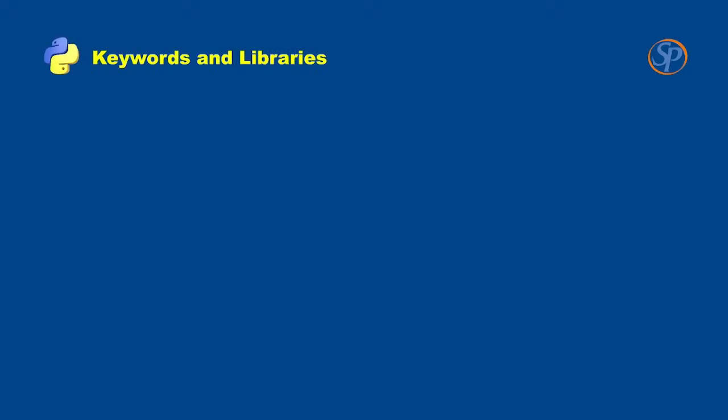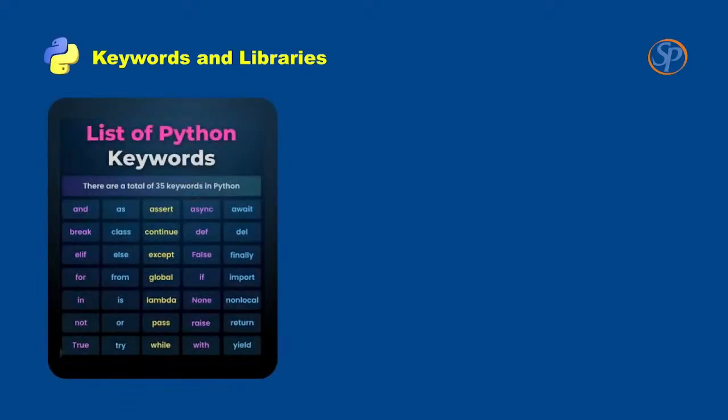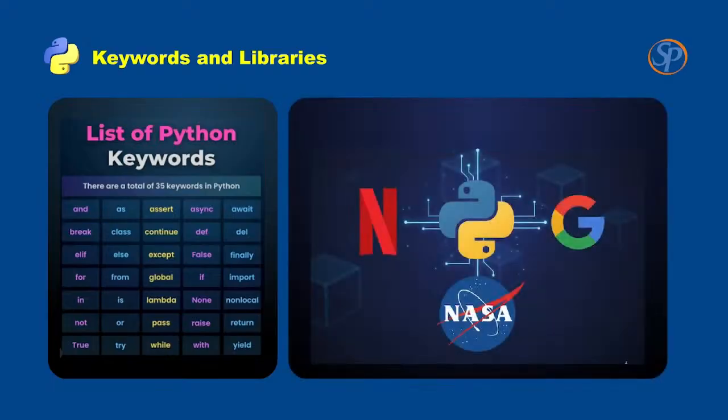Keywords and libraries. Here's a fun fact. Python only has around 35 keywords, yet companies like Netflix, Google and even NASA build massive systems with them. Small list, massive power. Let's unlock that power.